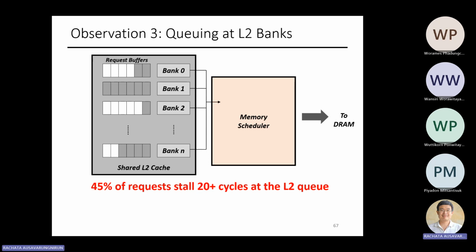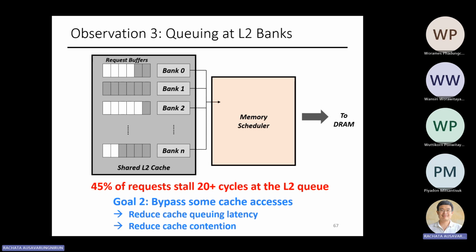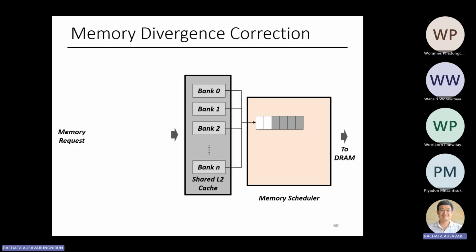20 GPU cycles is really high. This is basically at least 2 or 3x the normal access time of a CPU cache. Right? So with this, we found that there's more we can do. If these are mostly miss or all miss, just bypass them. There's no need to actually go to the cache because you're not going to benefit from it. So you reduce the cache queuing latency and the cache contention this way, right?